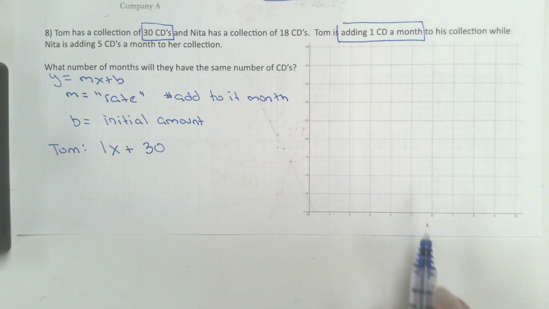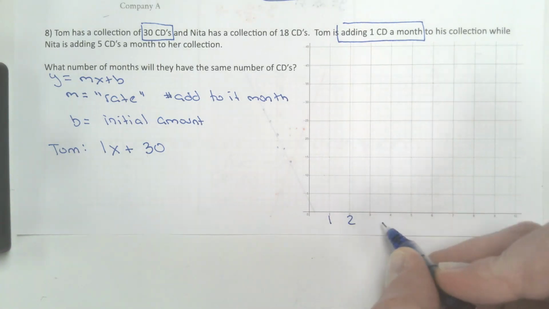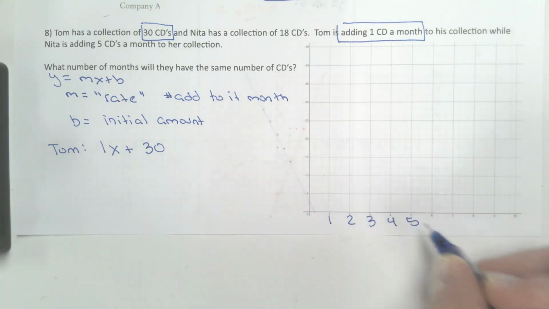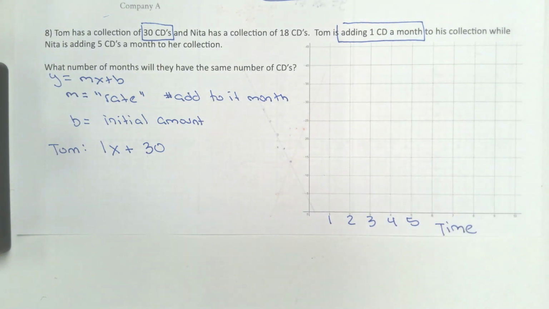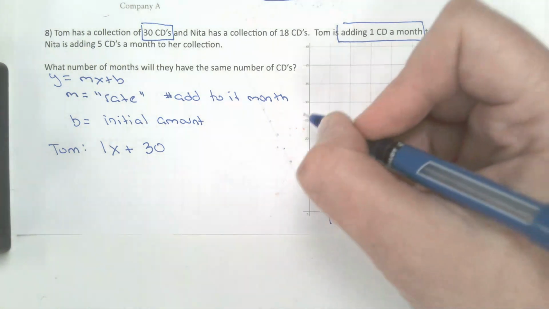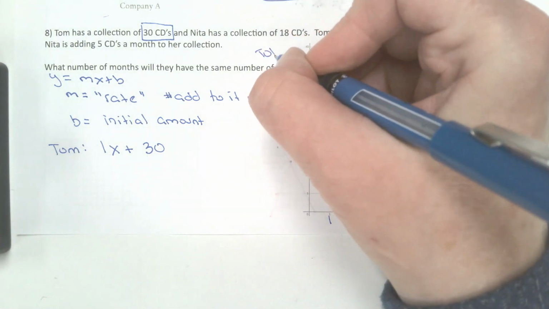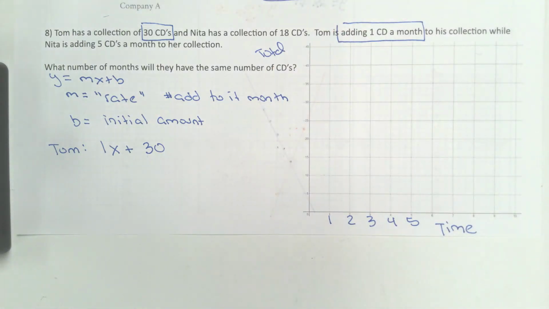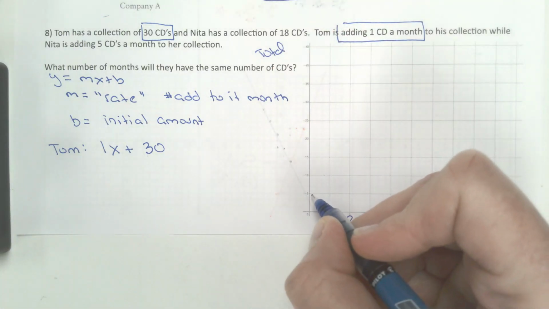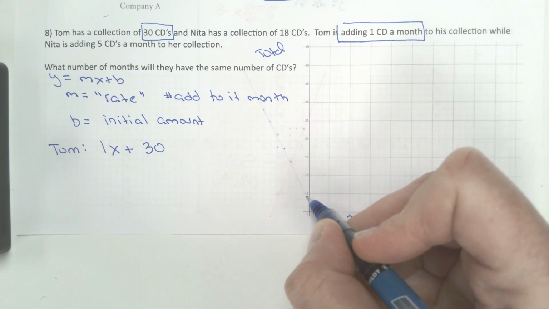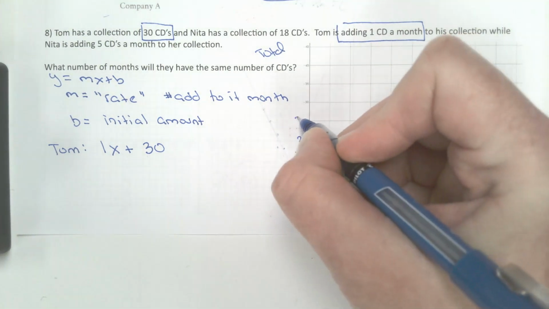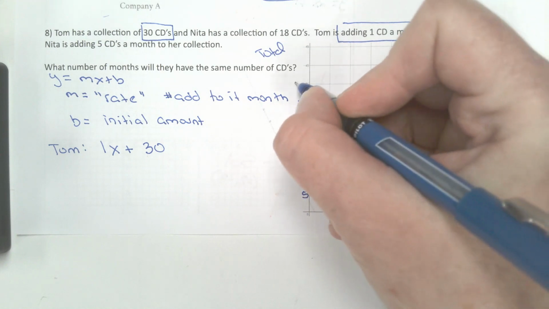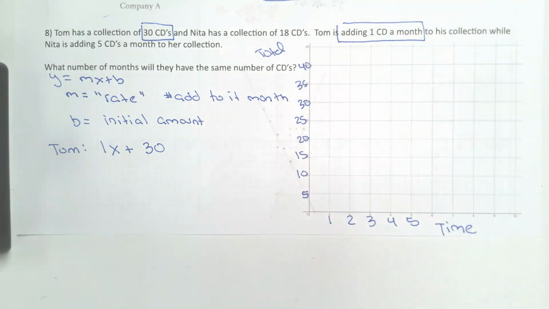It might be a little bit hard to see on here. Your x-axis is almost always time. So that's time, and then your y-axis is going to be your total. I know it's hard to see, but I did count by fives to help you out. So there's 5, 10, 15, 20, 25, 30, 35, 40.